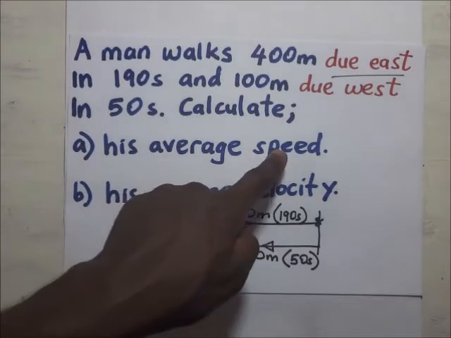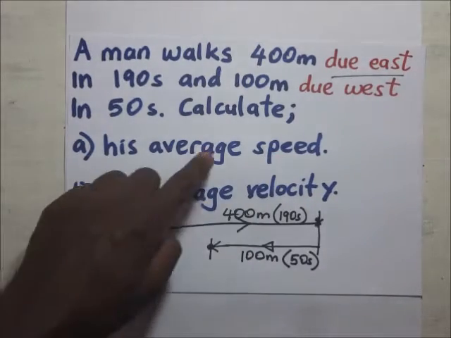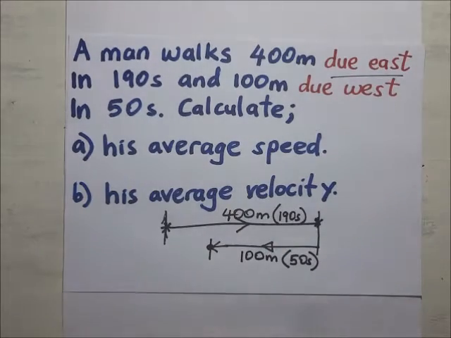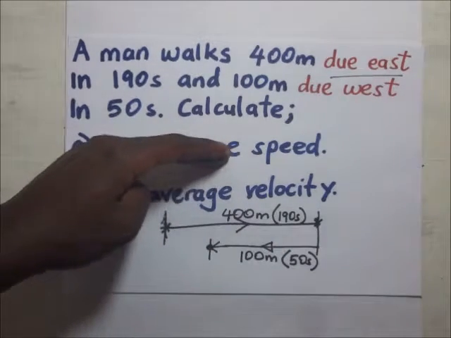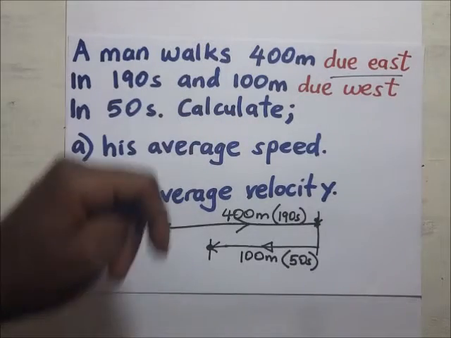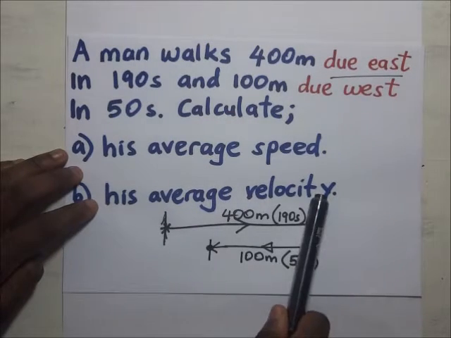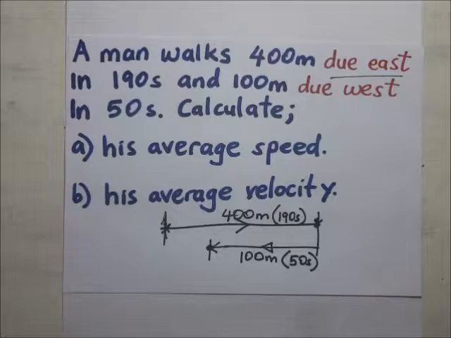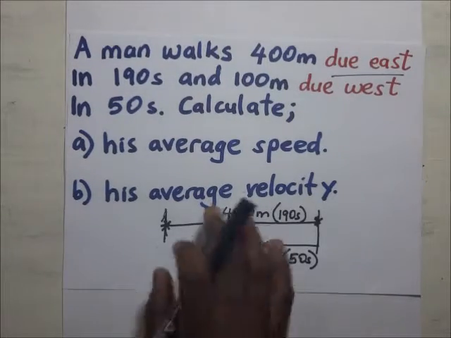So if you are to find its average speed, remember, when we come to average speed, we are only concerned with magnitude. It's going to be the distance covered divided by the time taken. But when it comes to average velocity, we are going to concern ourselves with the displacement. So let's go ahead and start working. Average speed.